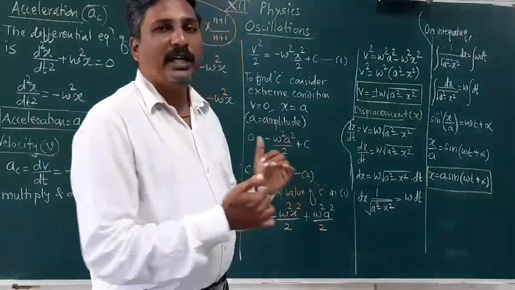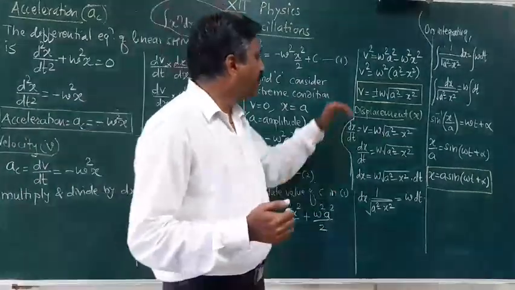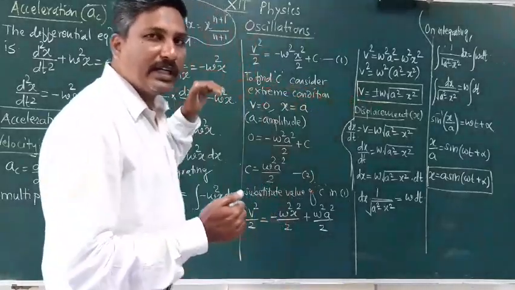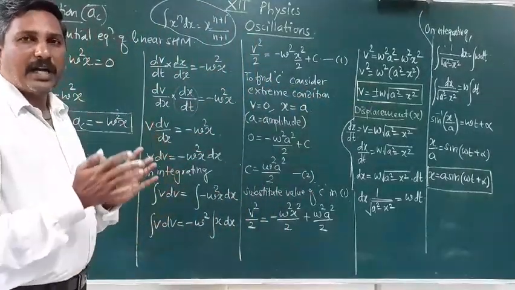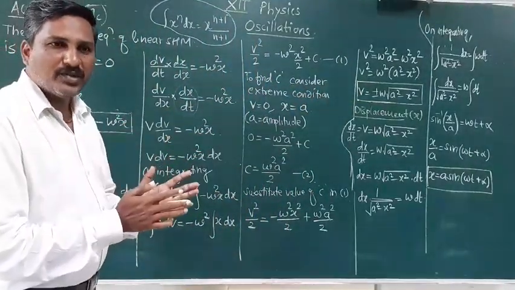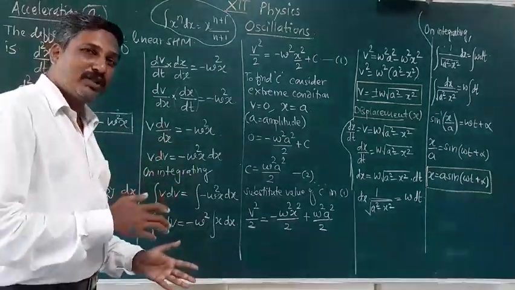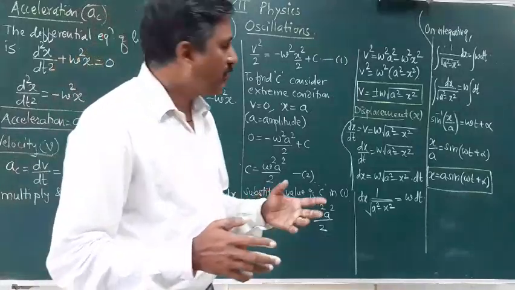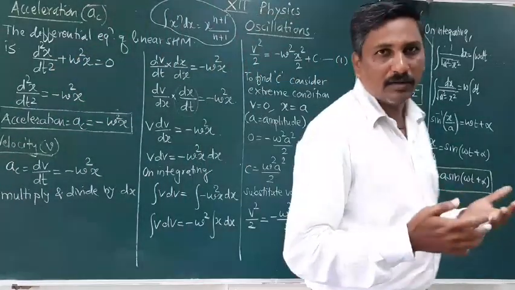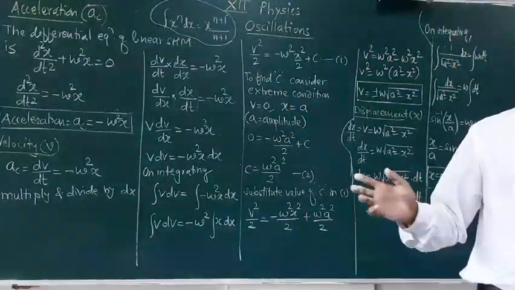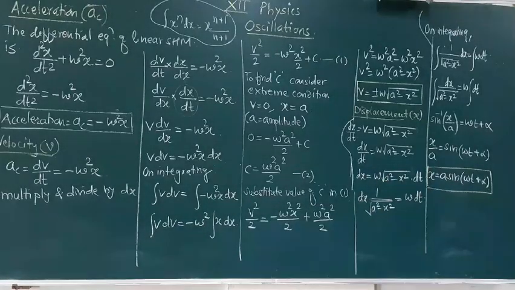Now we see what are the different cases of displacement, velocity and acceleration when a particle is at the mean position, at the extreme position, and at the negative extreme position. Then we proceed to the remaining part. Just take a screenshot or pause this video and see all the parts. Now you stop here.